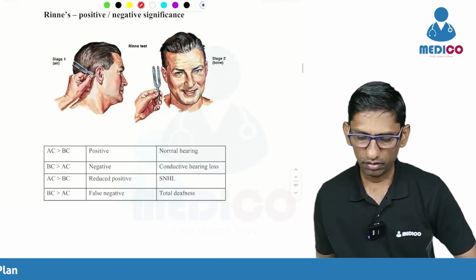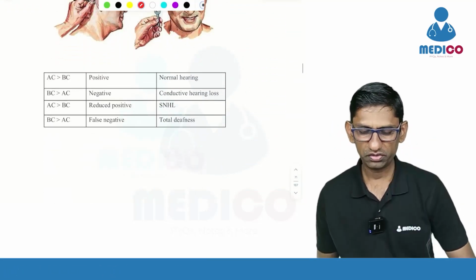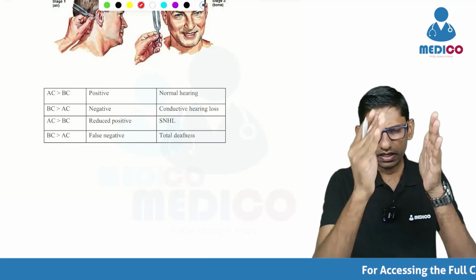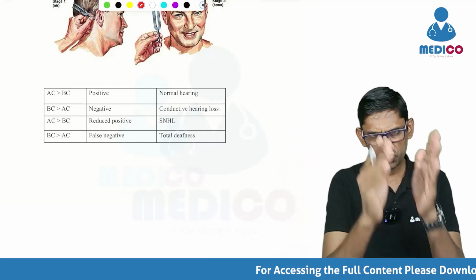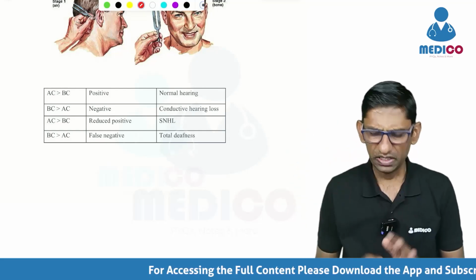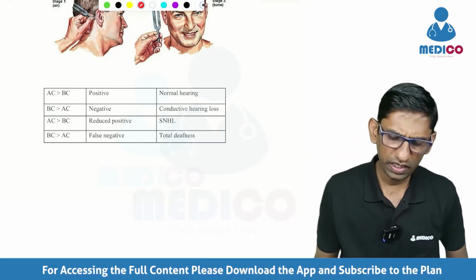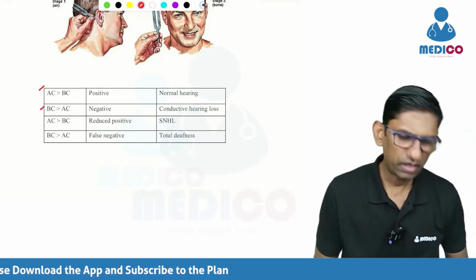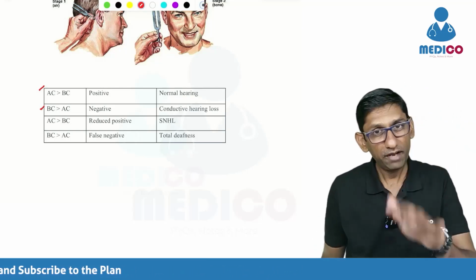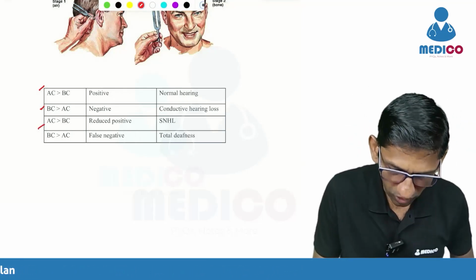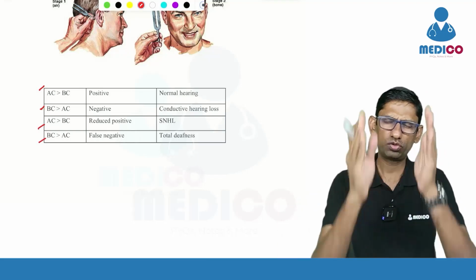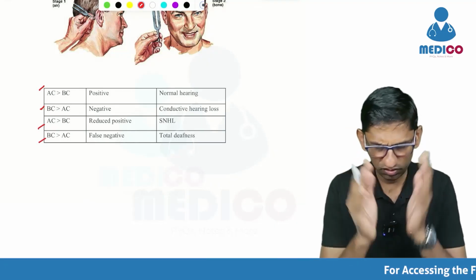So Rinne and its inferences, with this tabular column, remember it column-wise: first column, second column, third column. So what are the inferences on doing the Rinne? Either the air conduction is better than bone conduction, or bone conduction is better than air conduction. And the same two things repeat, 1 and 2. The same AC-BC, BC-AC repeats. So the first column is quite easy to remember.